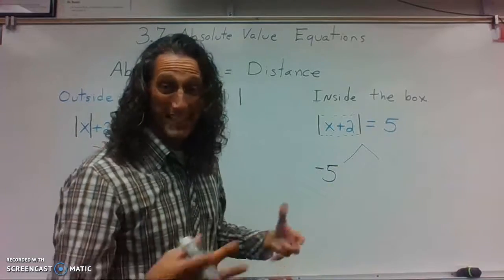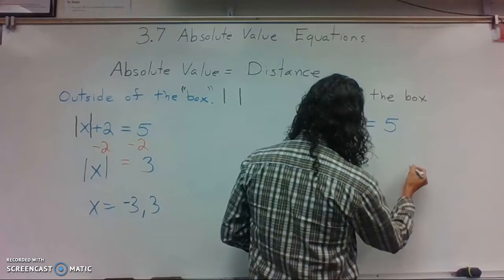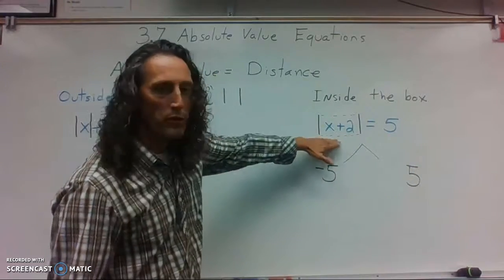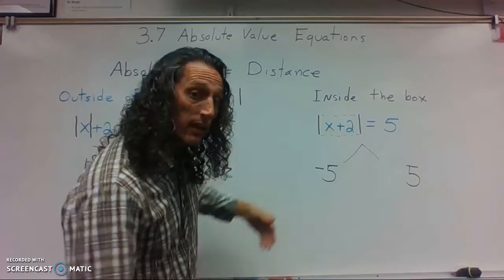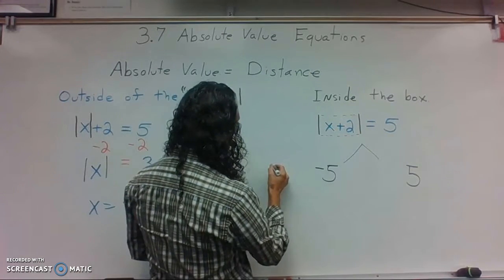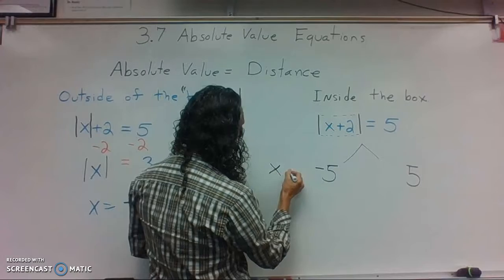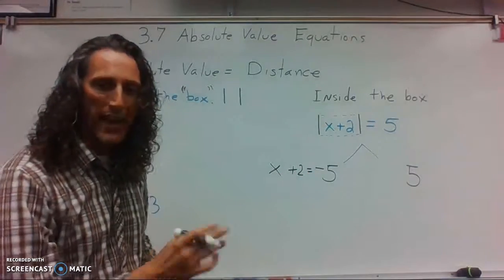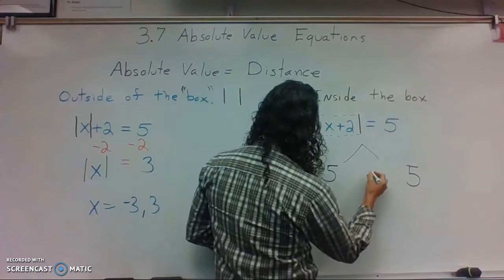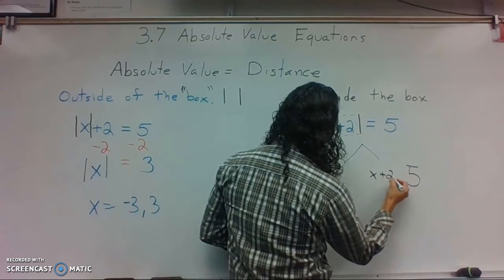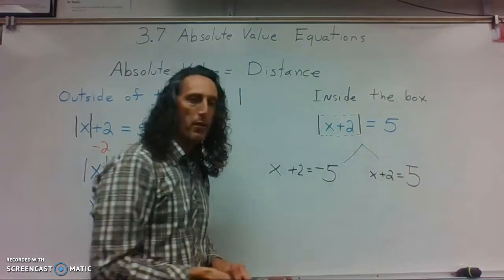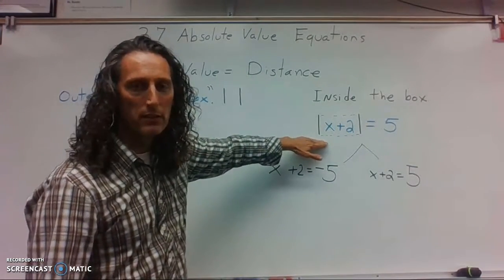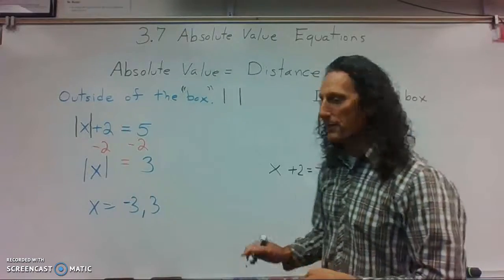And then the other one has to be a positive 5. But here's the difference. Because there's more than one thing inside the box, I have to write down all of that. So watch what happens. This becomes x plus 2 equals negative 5. But I have to repeat that again. X plus 2 equals a positive 5. So you see, if you have stuff inside the box, you still write it out like you did over here.